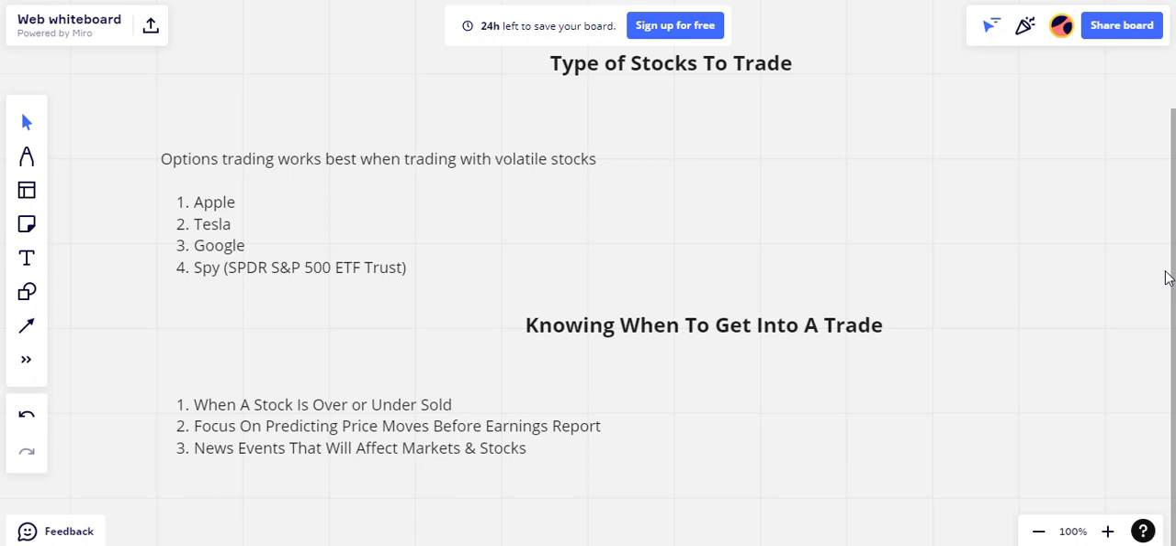And the last one is news events that will affect markets and stocks. For example, when the Fed gives news that they're going to be hiking interest rates and inflation goes up, that is negative news that is going to negatively impact the market. But if there's a positive news report, or a certain event that's going to impact the markets positively, then that might be an indicator that the stock you're eyeing will go up. So you can place a call option accordingly.